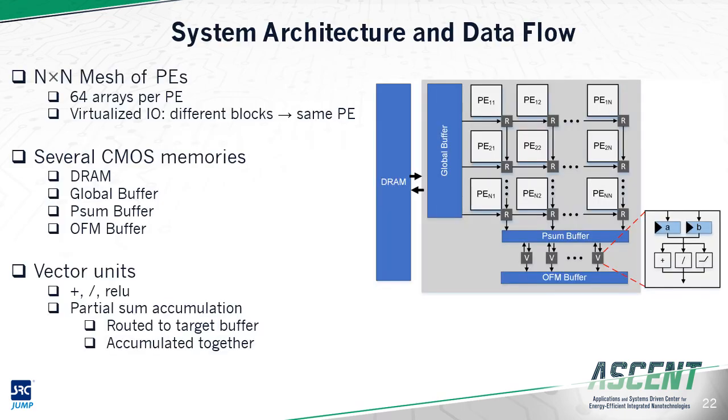For our simulations, we try several designs, sweeping the number of PEs in each design. These PEs are connected through an N-by-N mesh. Each PE contains 64 of the arrays we have discussed with virtualized I/O, so that way we can have different layers in the same PE. We have several CMOS memories on chip, namely DRAM, global buffer, partial sum buffer, and a result buffer.